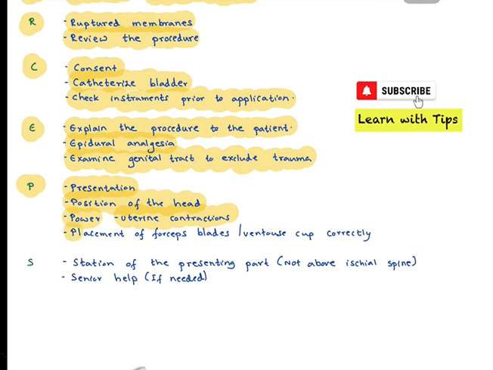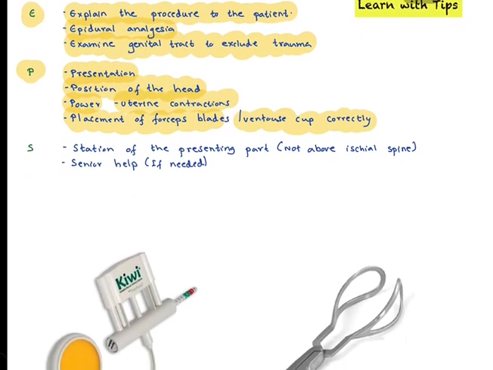Next one is the placement of forceps blades or the ventouse cup correctly. Here we should exclude maternal tissues, and we should correctly insert this instrument onto the fetal head or otherwise. If it is a breech presentation, we should apply correctly without the maternal tissues. The next one is S, which stands for station of the presenting part. Here, the presenting part should not be above the ischial spine, and we should check it prior to applying.